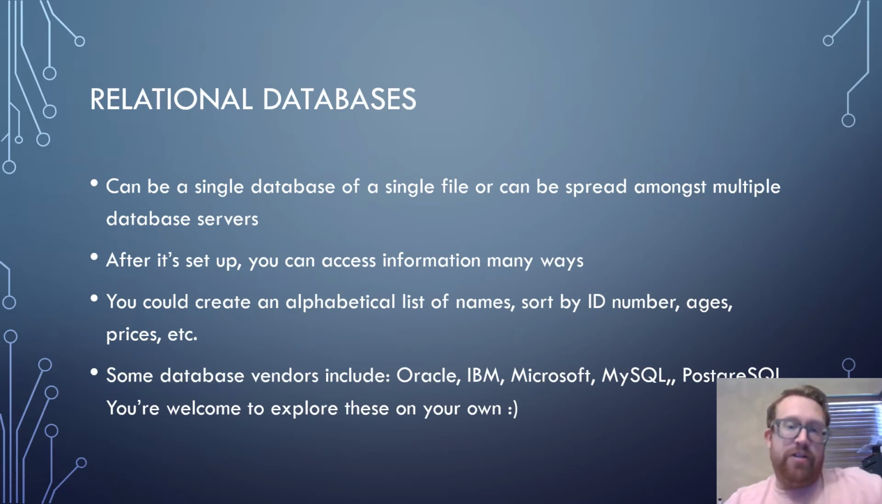After you set up your relational database, you can access information in many ways. So for example, you could create an alphabetical list of names, sort by ID number, ages, prices, etc. The text uses the example of employees, like you could search by their last name, or their ID number, or their age, and so on and so forth. You could go beyond, okay? Some of the database vendors, they include it in the text and they provide the websites. I'm not going to do that here. If you're really curious, you could do so on your own.